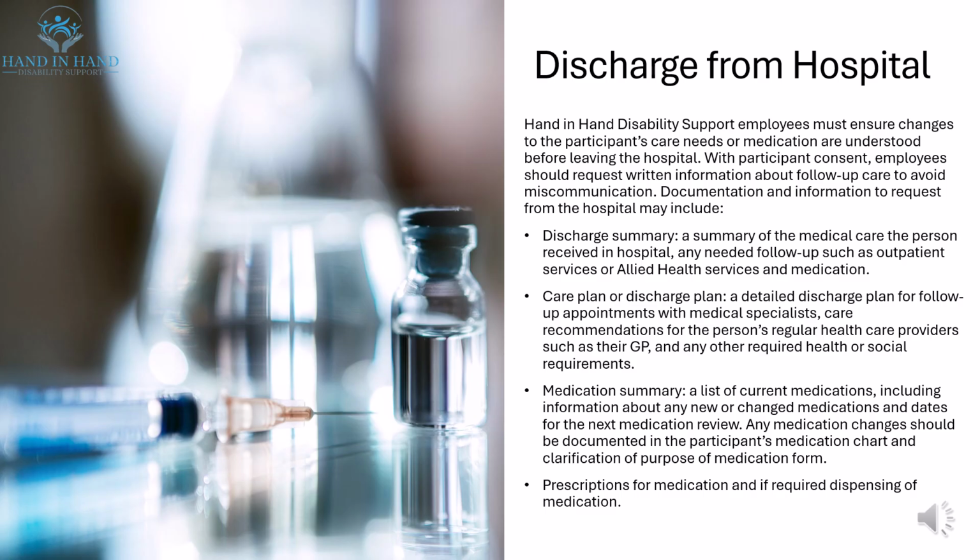Care plan or discharge plan, a detailed discharge plan for follow-up appointments with medical specialists, care recommendations for the person's regular healthcare providers such as their GP, and any other required health or social requirements. Medication summary, a list of current medications, including information about any new or changed medications and dates for the next medication review. Any medication changes should be documented in the participant's medication chart and clarification of purpose of medication form. Prescriptions for medication and, if required, dispensing of medication.